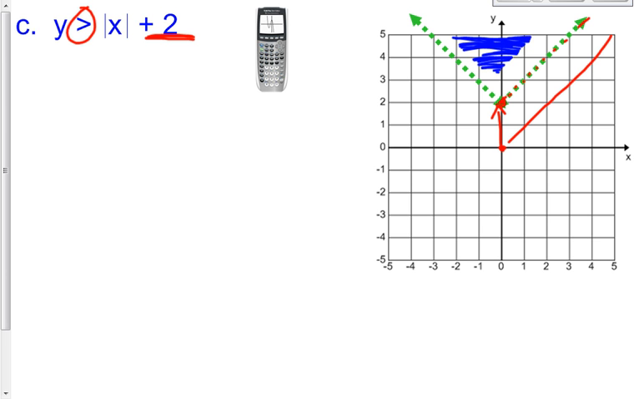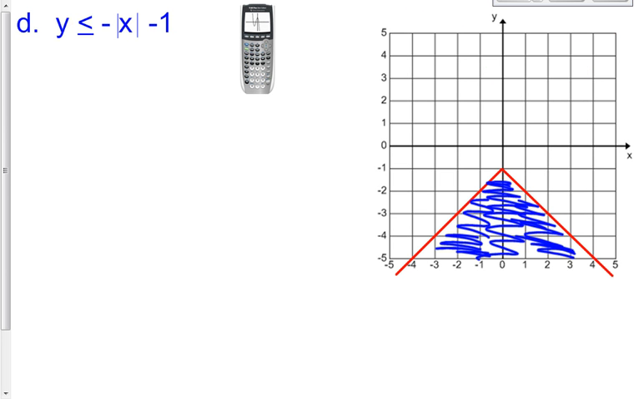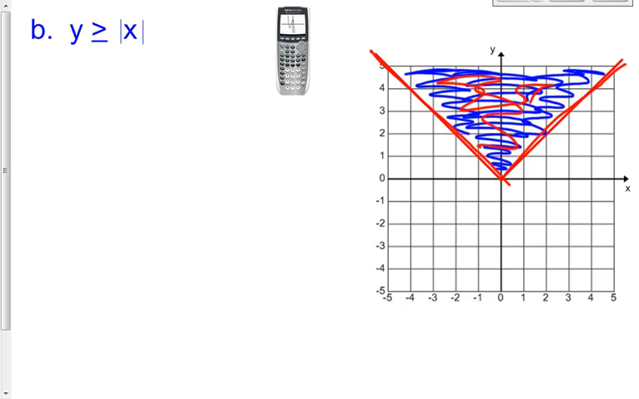And then because it's greater than, you're going to shade everything above that V, so it's going to be everything right in here. For letter D, notice what happens when you have a negative symbol here. When you have that negative symbol, our V opens down. You found that, I think, for our first one as well.